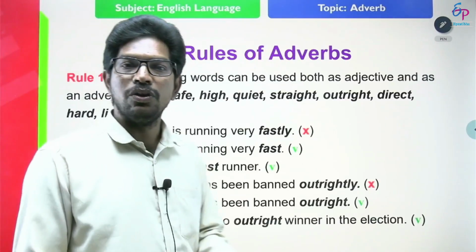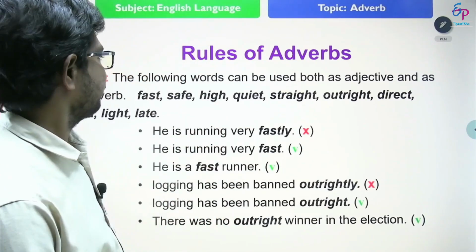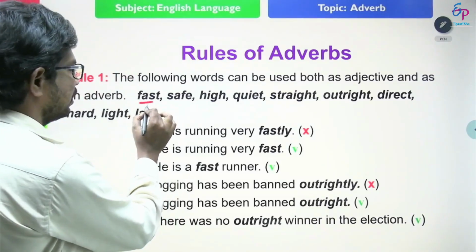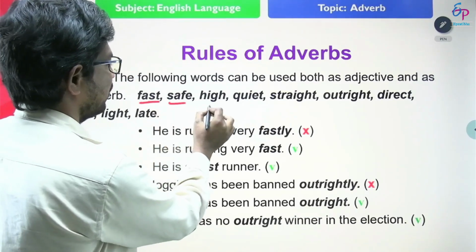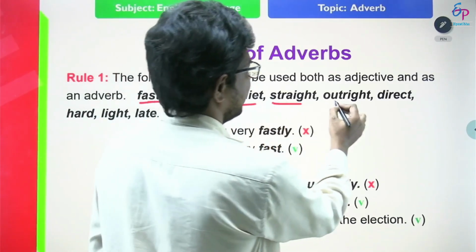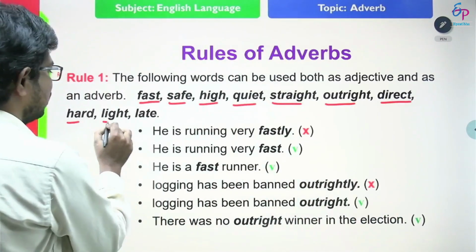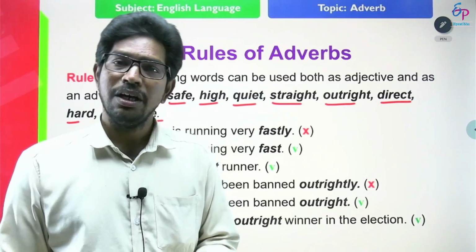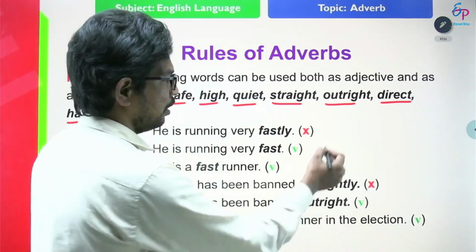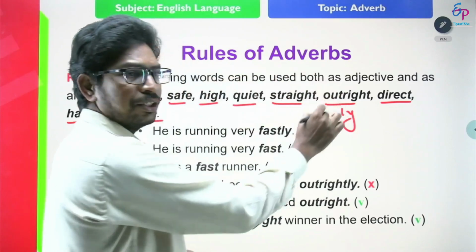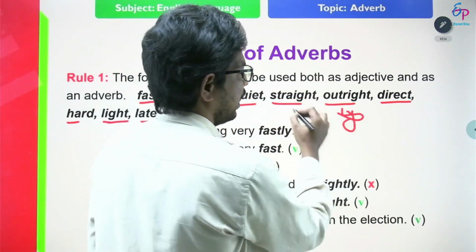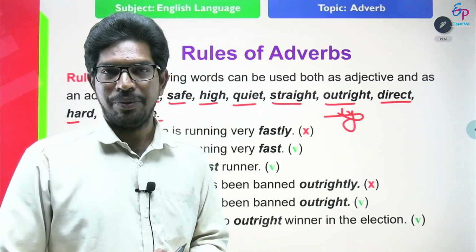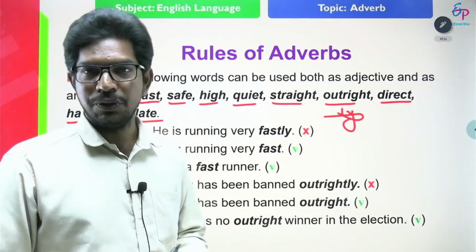Next let us see the rules of adverbs. See the first rule. Here there are some words given. They are fast, safe, high, quiet, straight, outright, direct, hard, light, late. These words can function both as adjectives and adverbs. So we should not add ly to make them adverbs, because they function both as adjectives and adverbs.